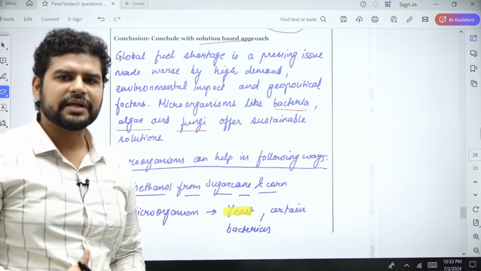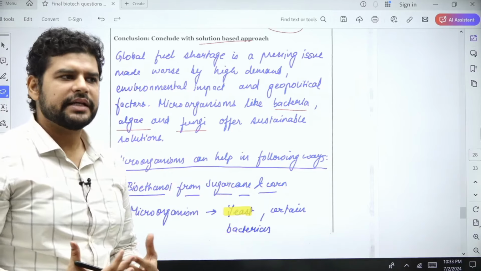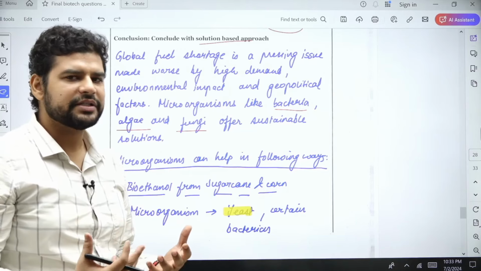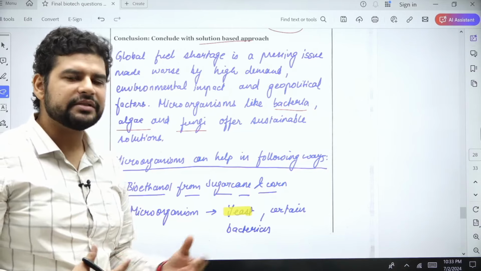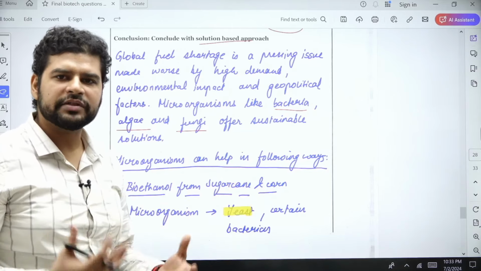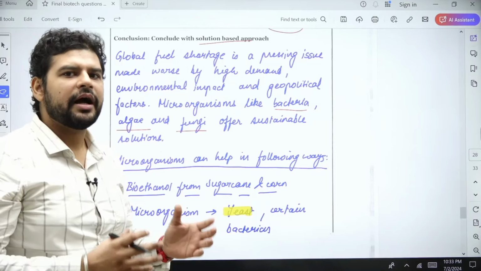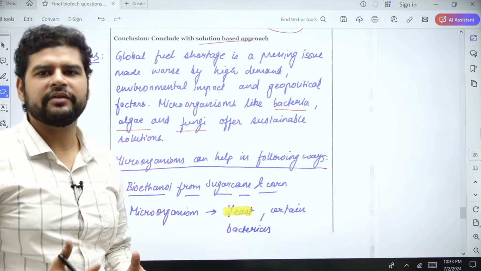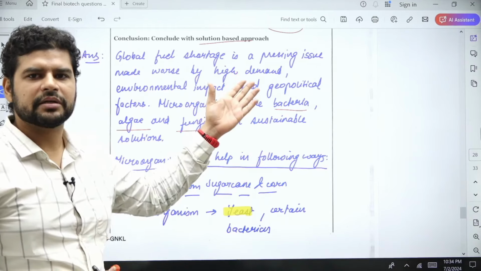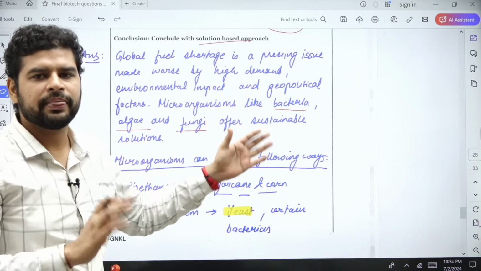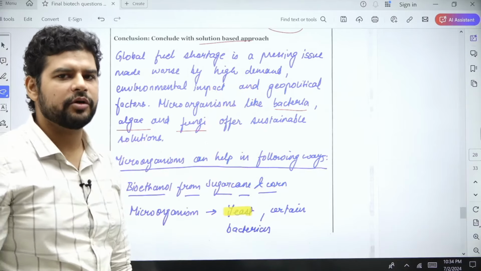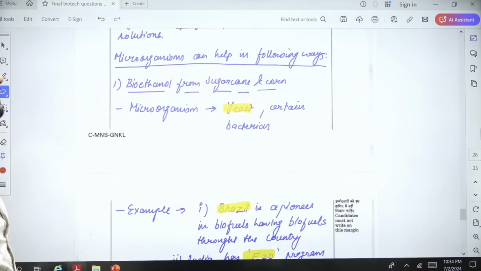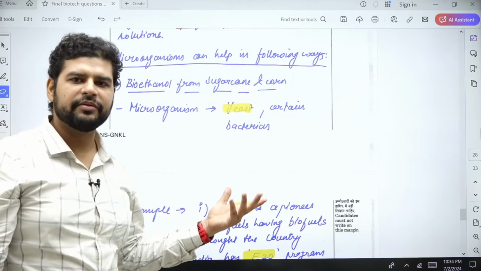Please think from the examiner's angle also. Just imagine yourself an examiner, and if you're checking 100 copies in a day, if there is something refreshing like this, that will obviously catch the attention. You have to be creative in intro and conclusion, because the body structure is mostly the same for everybody, because the question is asking something. You have to write according to the question only. Introduction and conclusion can be creative from your side, right? They can make you stand out. So microorganisms can help in the following ways.